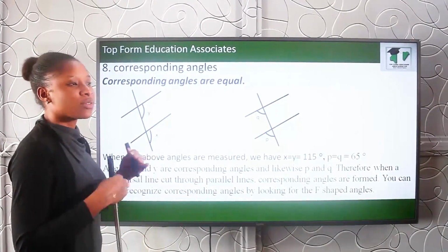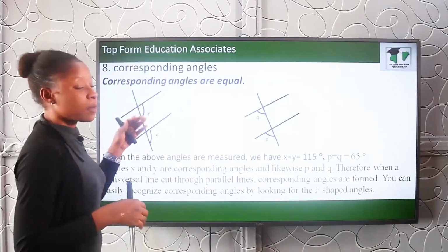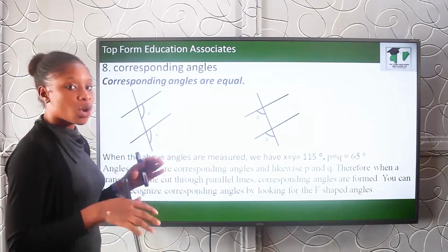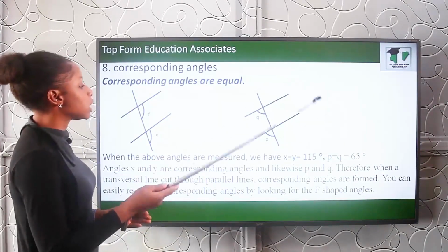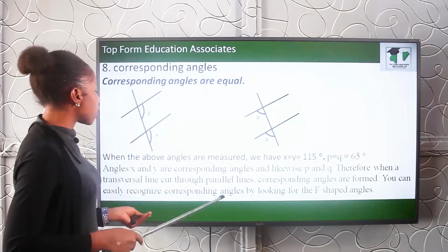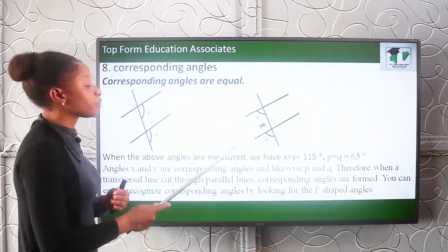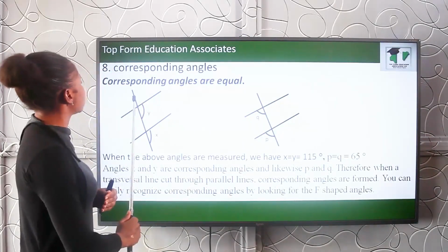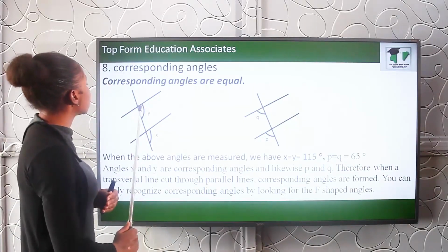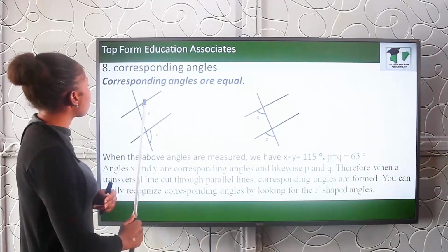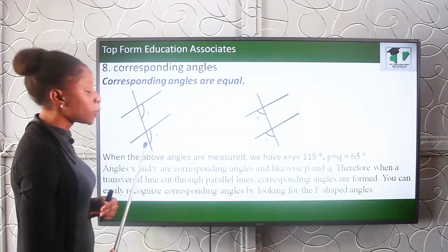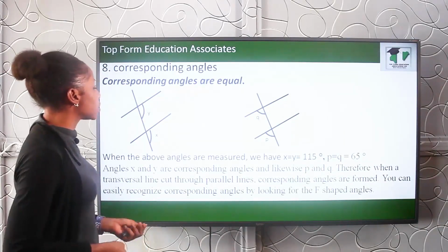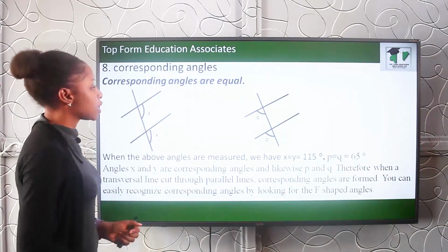Remember, we said when a transversal line cuts through two parallel lines, two sets of angles are formed: alternate and corresponding. So these are the corresponding angles. Corresponding angles can be easily recognized by looking for the F-shaped angles. Take a very close look at this and follow my pointer. You can see there is a sort of F-looking structure in this diagram, so to recognize a corresponding angle, look for the F-shaped angles.